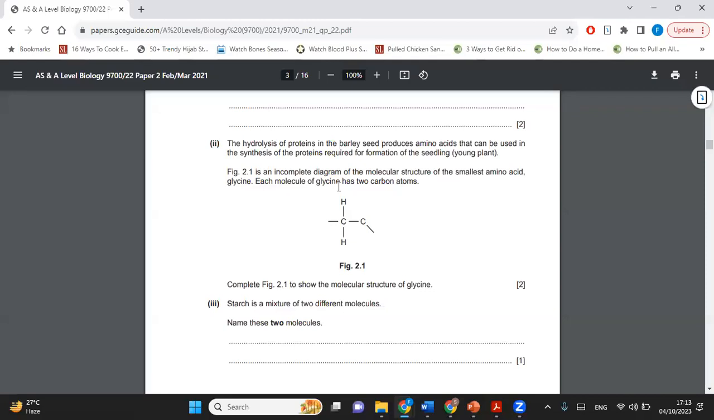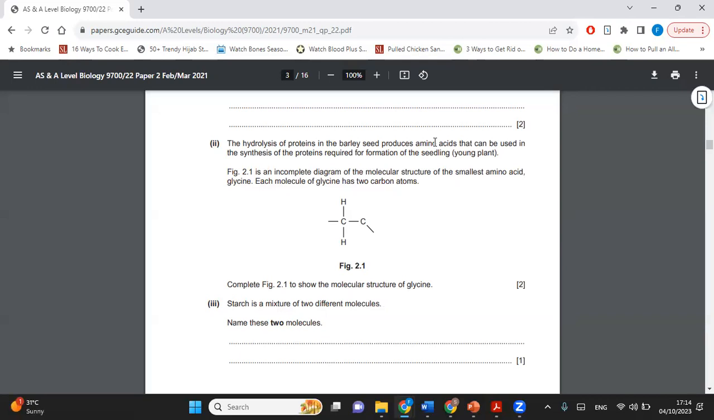Now, the second one is saying the hydrolysis of proteins in barley seeds produces amino acids that can be used in the synthesis of proteins required for the formation of the seedling. Figure 2.1 is an incomplete diagram of the molecular structure of the smallest amino acid, glycine. Each molecule of glycine has two carbon atoms. The question says, complete figure 2.1 to show the molecular structure of glycine.